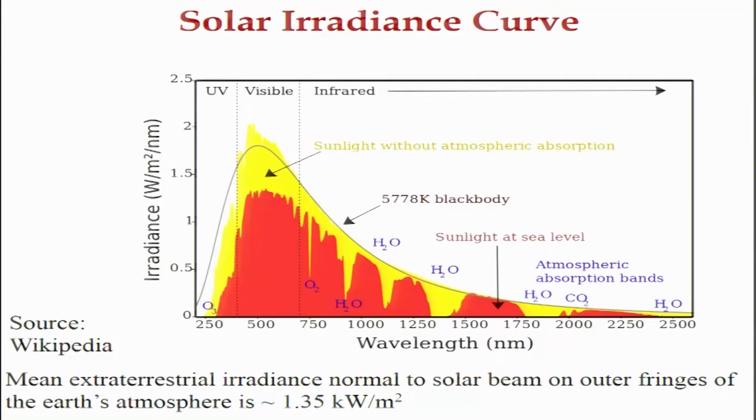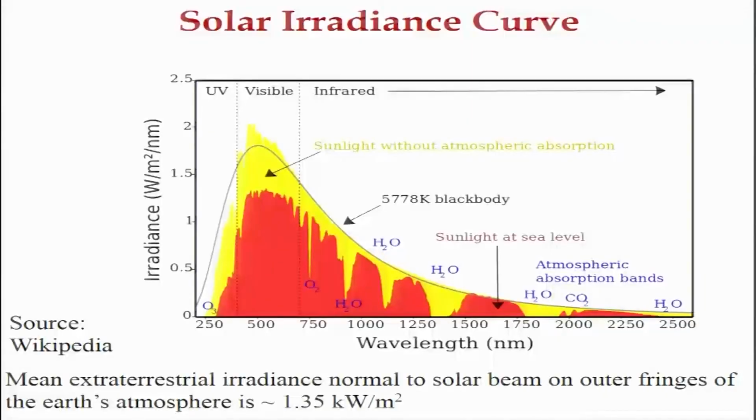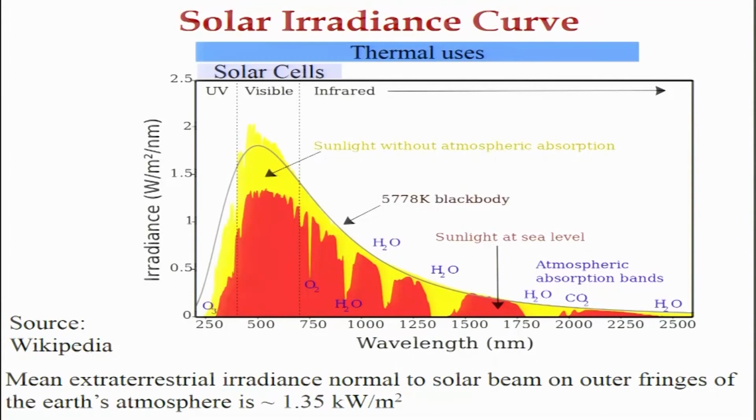As per the calculations, the mean extraterrestrial irradiance, which is normal to the solar beam, available on the outer fringes of Earth's atmosphere is about 1.35 kilowatt per meter square. So, on every meter square area on the outer fringes of Earth's atmosphere, you get energy of about 1.35 kilowatt, which is a significant amount of energy.